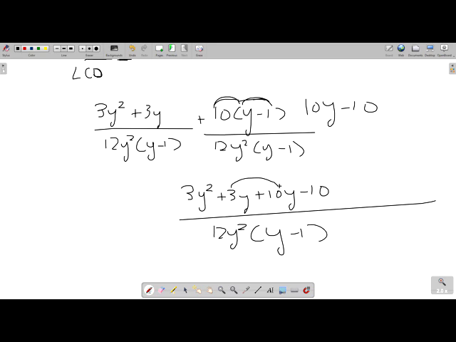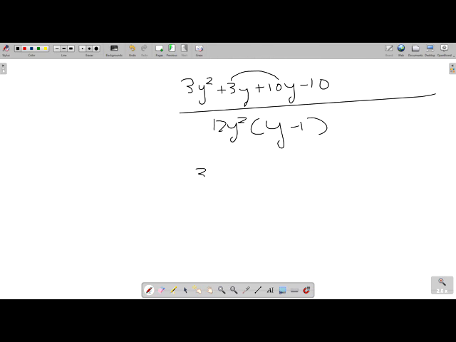Now what we want to do is add the like terms. And the only like terms you have are 3y and 10y. So it's going to be 3y squared plus 13y minus 10 over 12y squared, y minus 1. Okay?